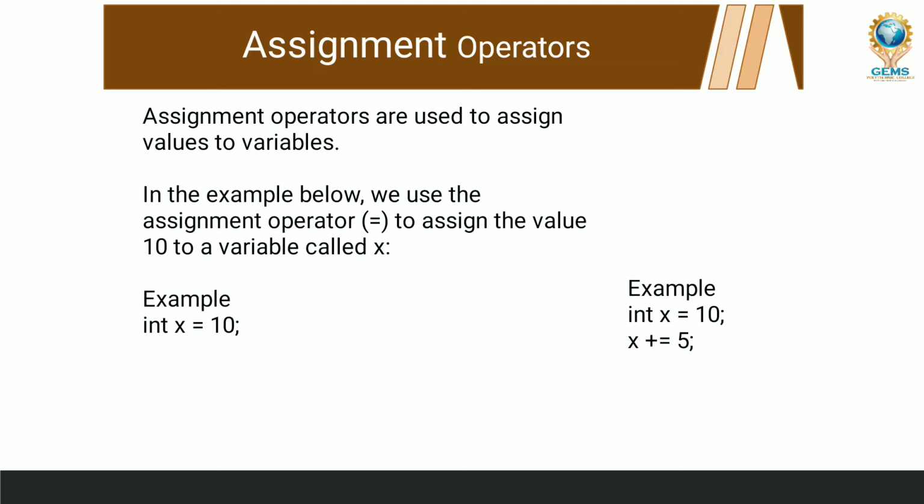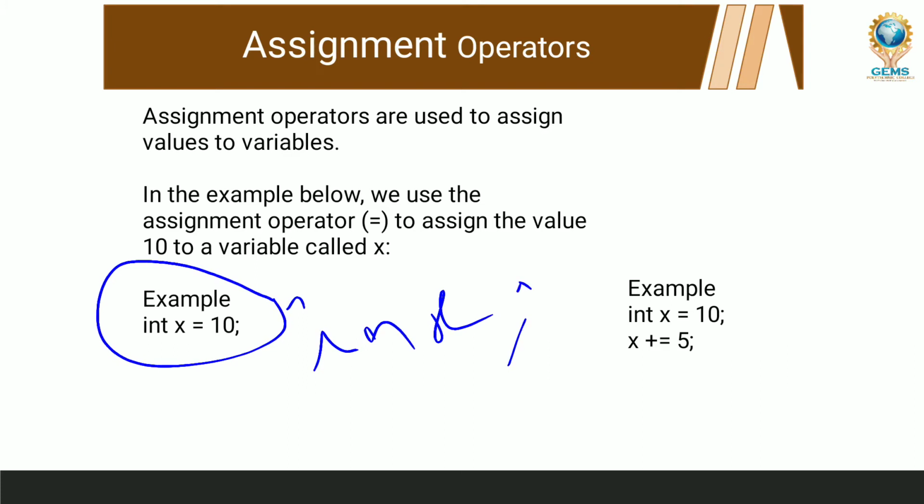I will give one example. Look here. Example: int x = 10. Actually, int x is a variable. This is called variable declaration. Variable declaration is nothing but preparing a space for something. We don't know what we are going to keep in that place. Declaration is nothing but preparing. So int x is declaring a variable.